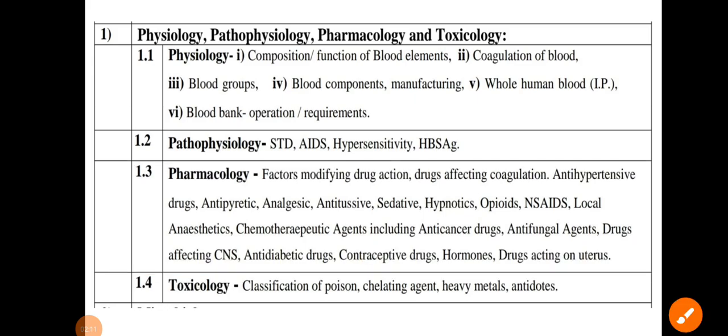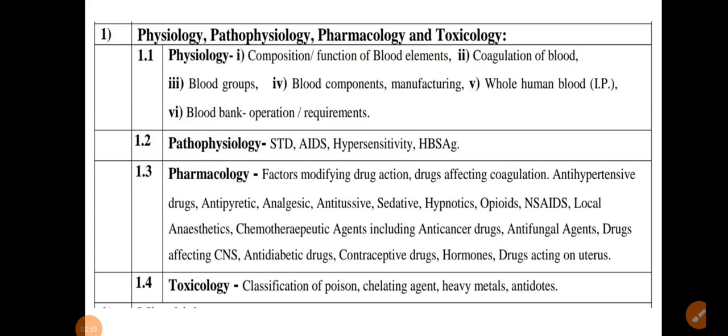These are the factors modifying drug action, drugs affecting coagulation, antihypertensive drugs, antipyretic, analgesic, antitussive, sedative, hypnotics, opioids, NSAIDs, local anesthetics, chemotherapeutic agents including anti-cancer drugs, antifungal drugs, drugs affecting CNS, anti-diabetic drugs, contraceptive drugs, hormones, drugs acting on uterus. They have given the specific topics from pharmacology. We have to cover all the topics from pharmacology, because we are going to stick strictly to the syllabus and cover all of it.